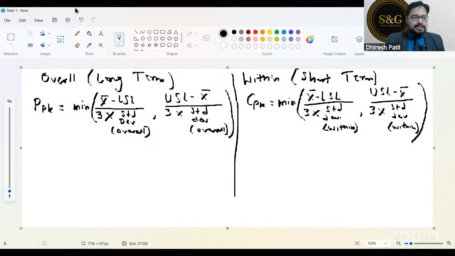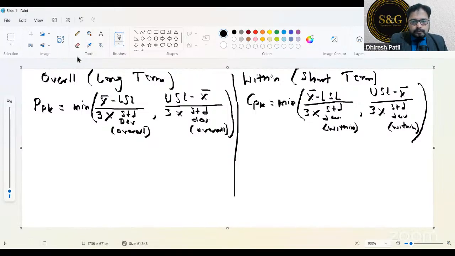Are you clear with this? Just type yes in the chat box. Clear? PPK calculation. Okay, if you want to do it, you can try calculating PPK or CPK once. Okay? If you want to do it, you can do it. Below that, write down one more formula just for your understanding. Okay, I will tell you one formula, just write it down just for your understanding.